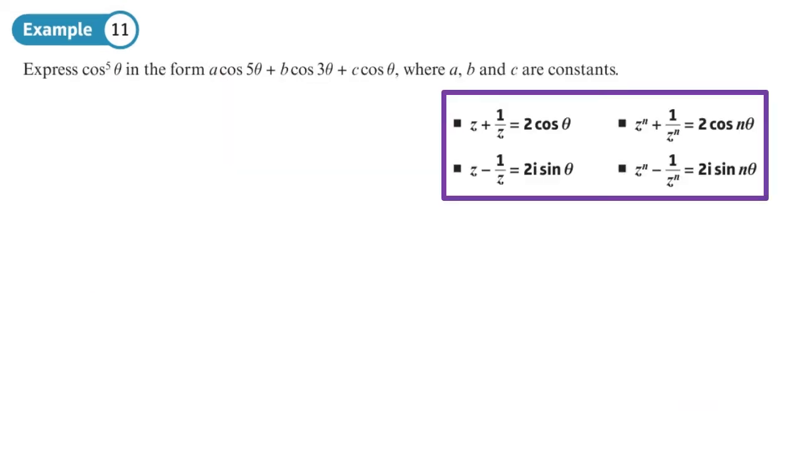Okay, so in this example, we've got this cos to the power 5 theta. We want to express it in this form here, and we're going to find the values of a, b, and c when we do that.